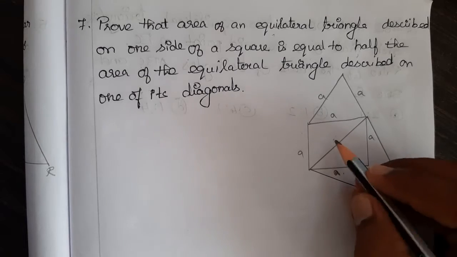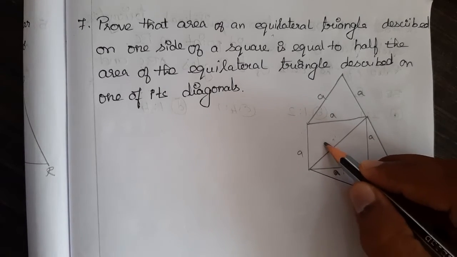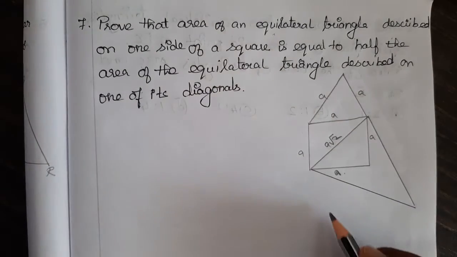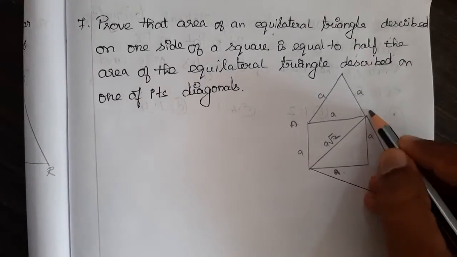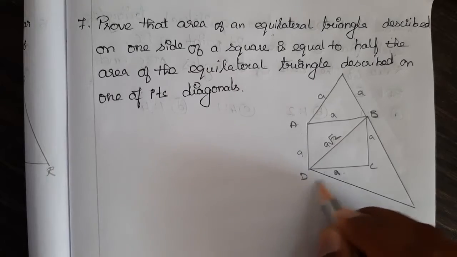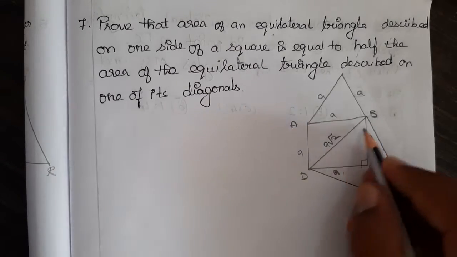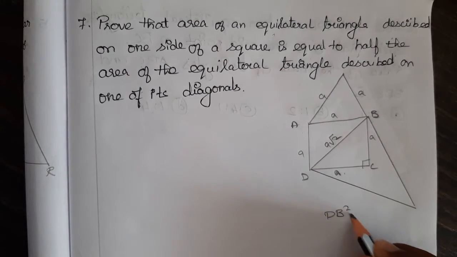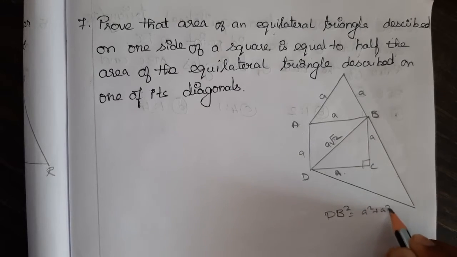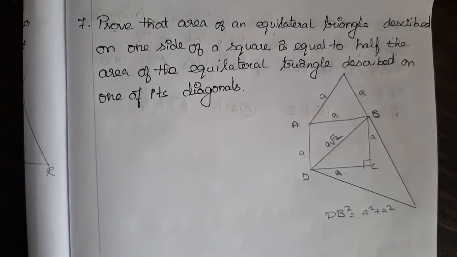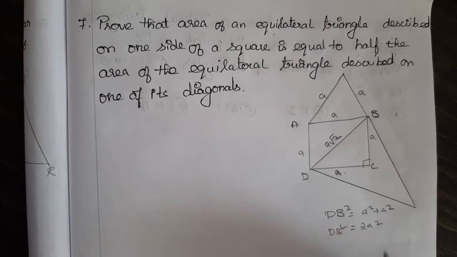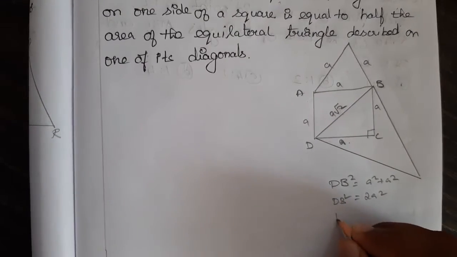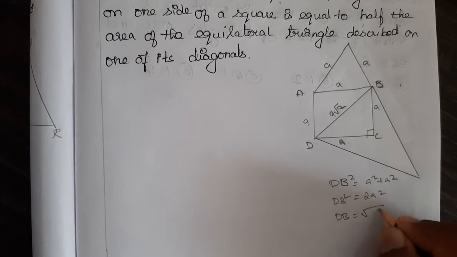By Pythagoras theorem, we can find it as A square root of 2, right? Let me give the names A, B, C, D. Then we can say this is 90 degrees, and the hypotenuse DB square is equal to A square plus A square, right? A square plus A square is equal to 2A square.